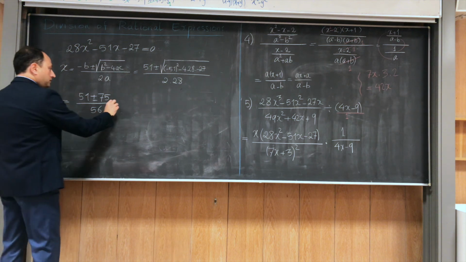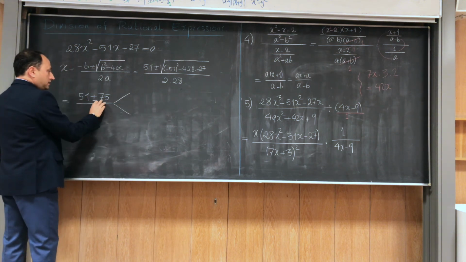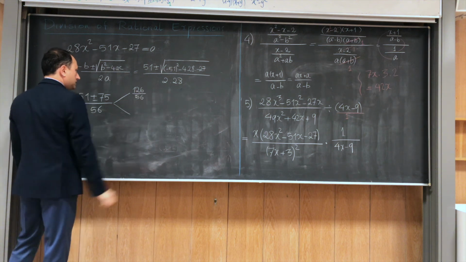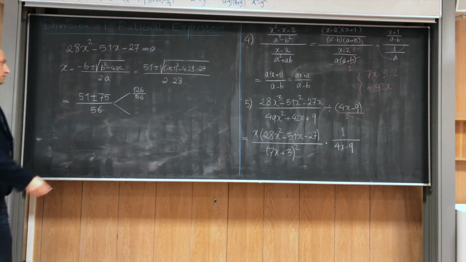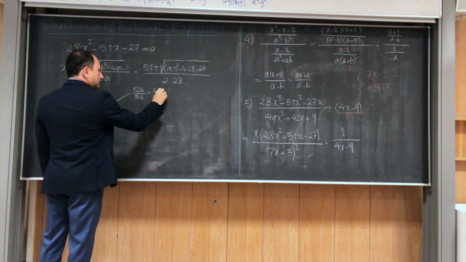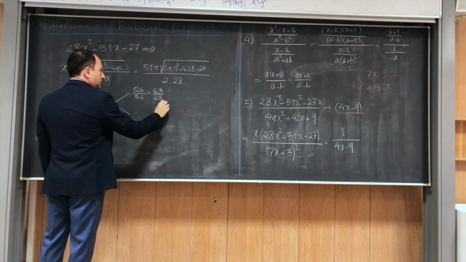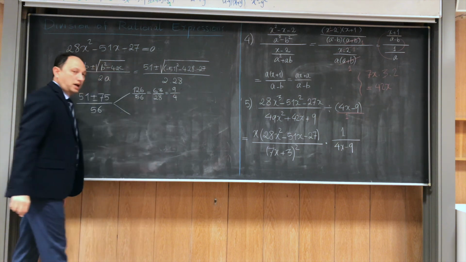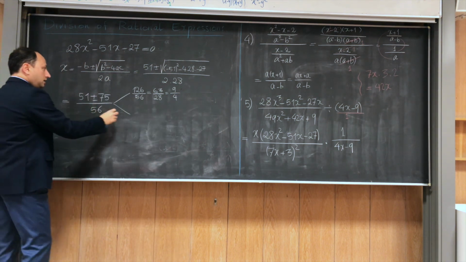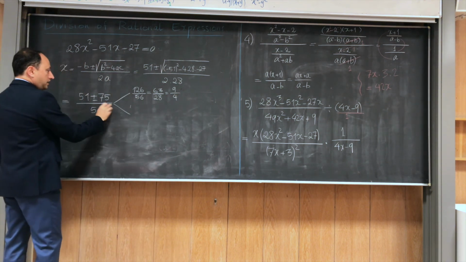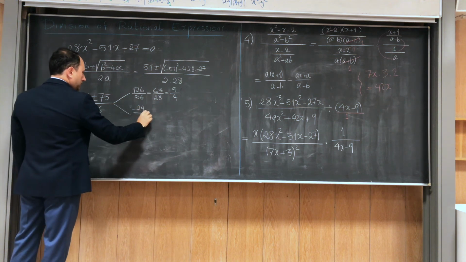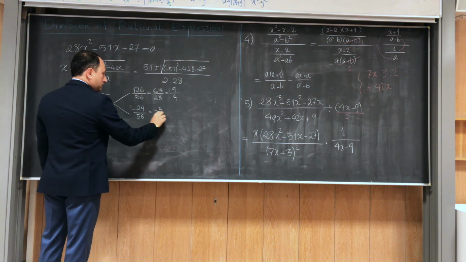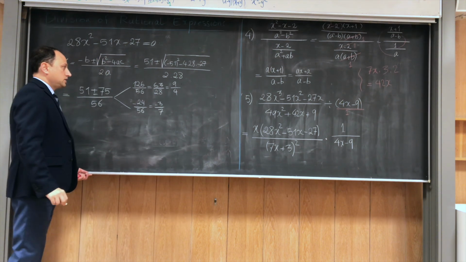And then I have two numbers. 51 plus 75 is 126 divided by 56. I can simplify this, for example, by 2: 63 over 28. I can simplify by 7, and it becomes 9 over 4. So 9 over 4 is one root. And the other one is 51 minus 75, so it's minus 24 divided by 56. So I simplify by 8. It becomes minus 3 divided by 7. So these are the roots.